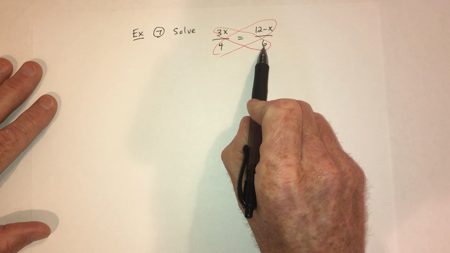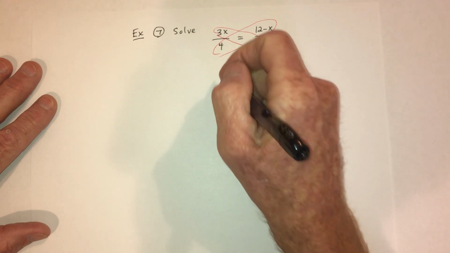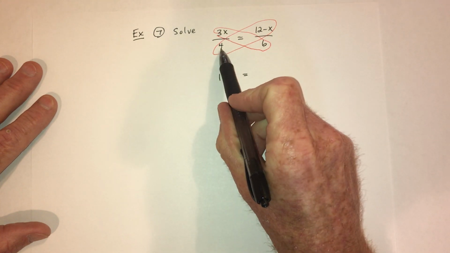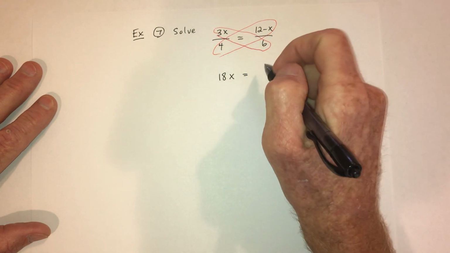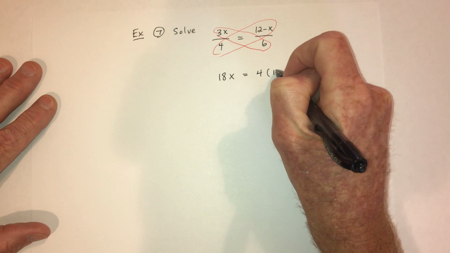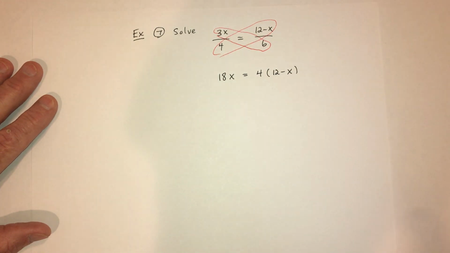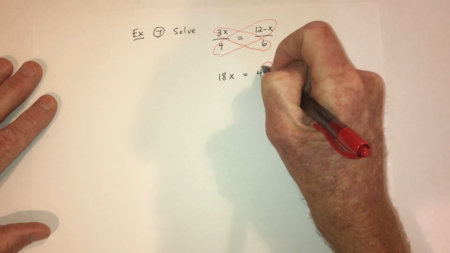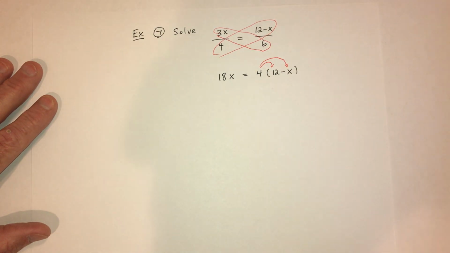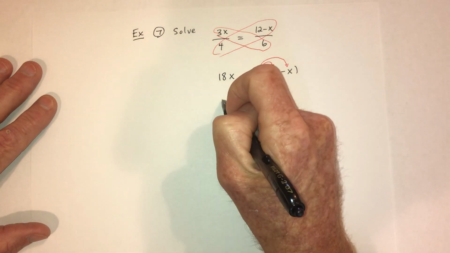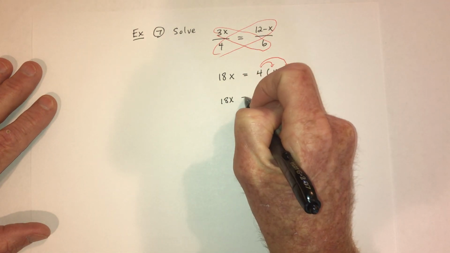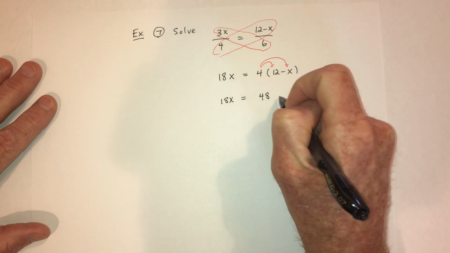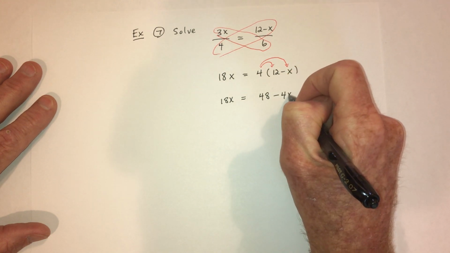So one part would say 6 times 3x, that's 18x. The other one would say 4 times 12 minus x. And then over here, I could distribute. So the 18x stays on the left side, and then on the right side, 4 times 12 is 48, and then minus 4 times x.